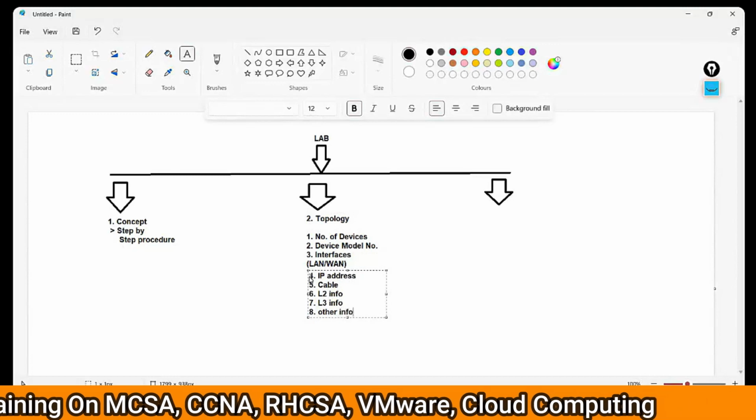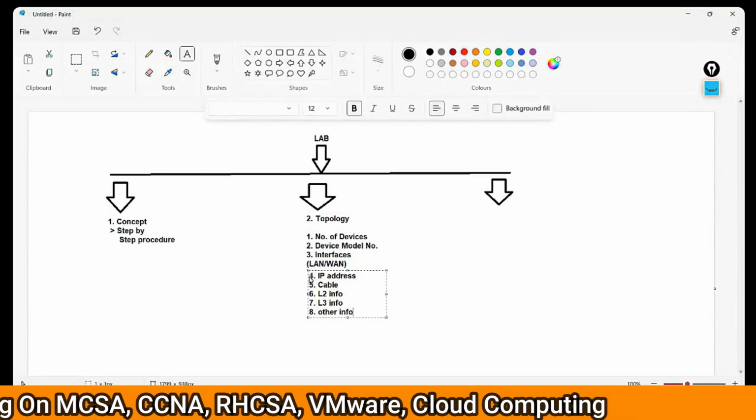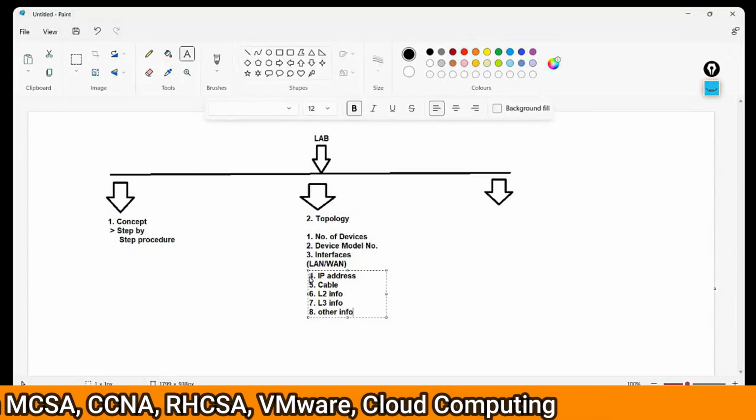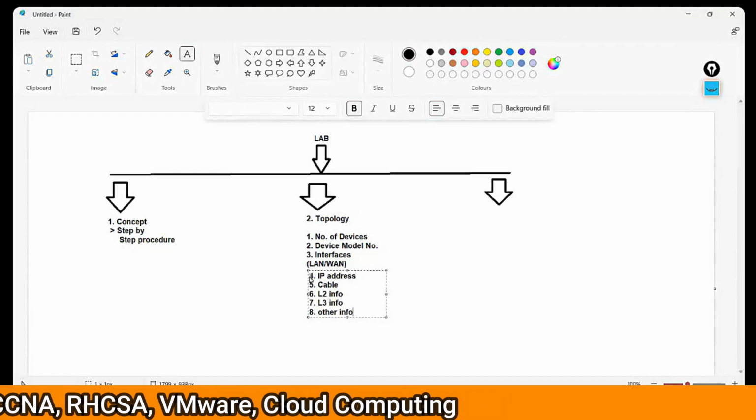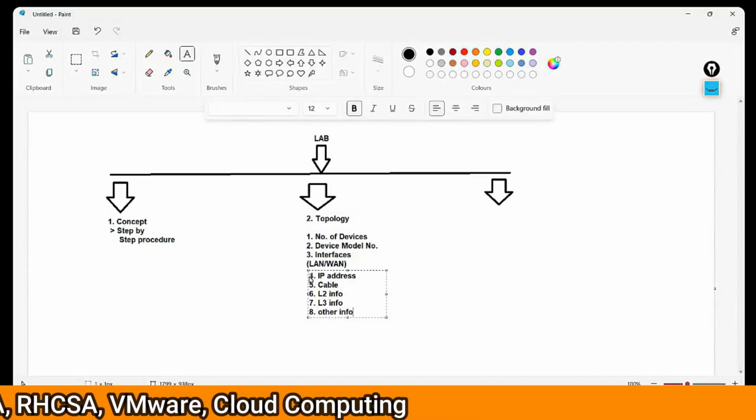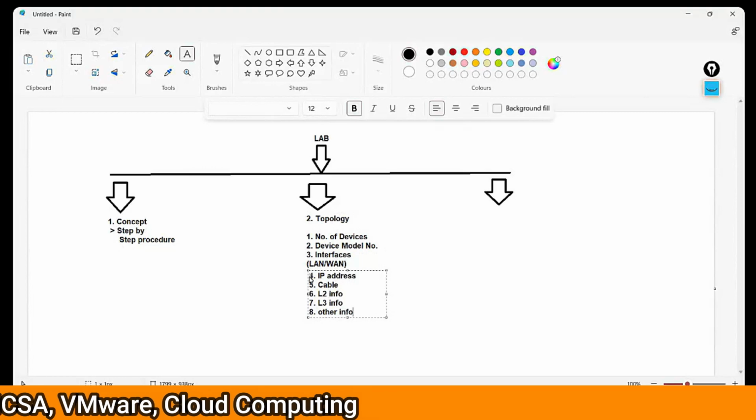Whenever I show you a topology diagram, the first 5 items you minimum have to understand: the number of devices, model number, what interfaces these devices are using in this topology, and for each interface what is the IP address, and what cable you have to use for connecting the devices. If you don't understand this from the diagram, you cannot do the lab.